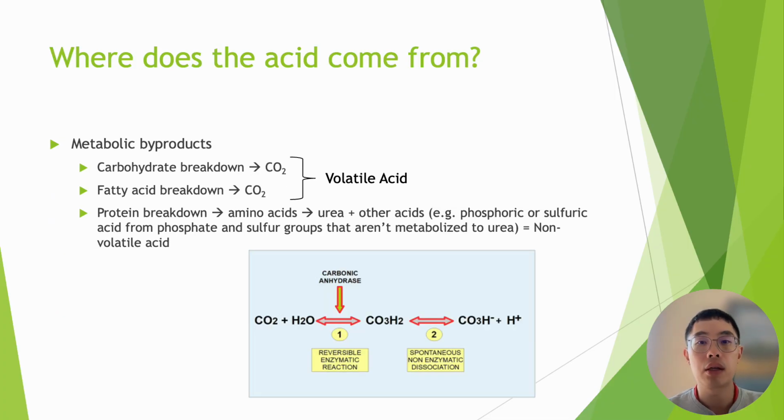Let's first start by recalling where all this acid comes from. Acid is generated as a byproduct of our nutrient metabolism. Carbohydrates and fatty acids are generally broken down into carbon dioxide, and when excess amino acids are broken down, they are converted into urea and other acids such as phosphoric and sulfuric acid. Carbon dioxide is considered a volatile acid since it can be excreted as a gas, unlike sulfuric and phosphoric acid, which are non-volatile acids and cannot be excreted as a gas.